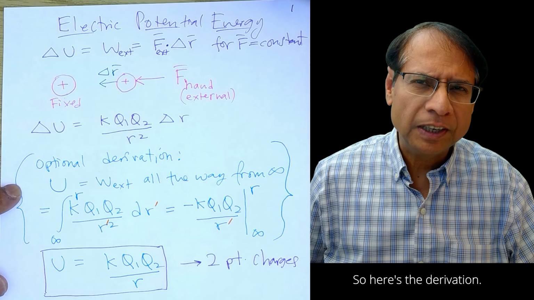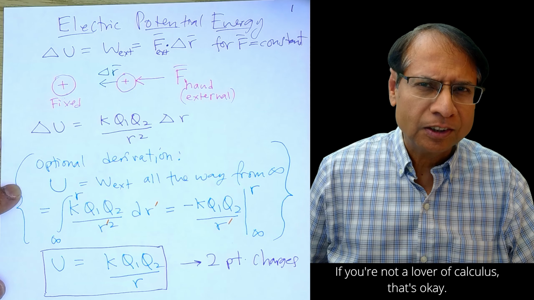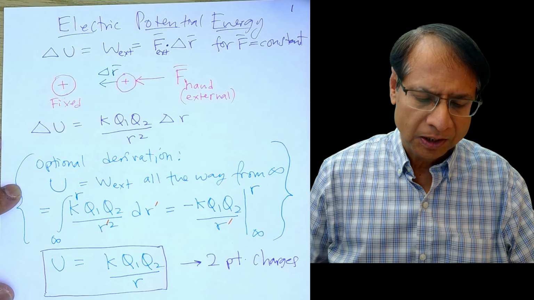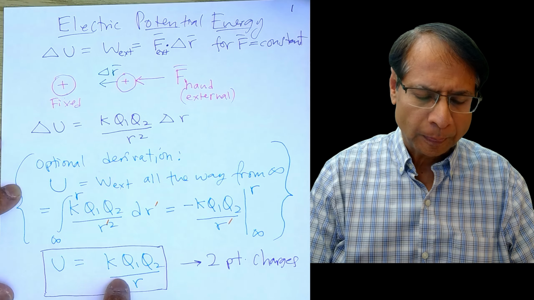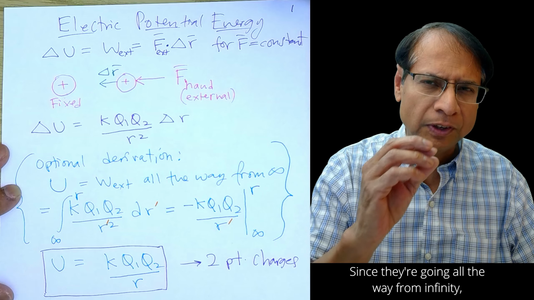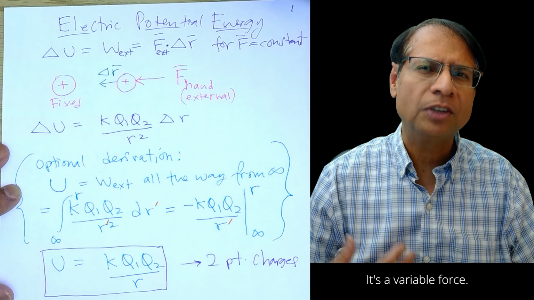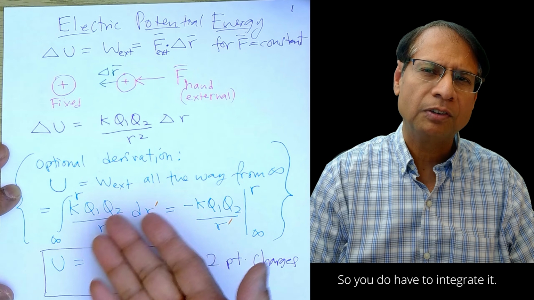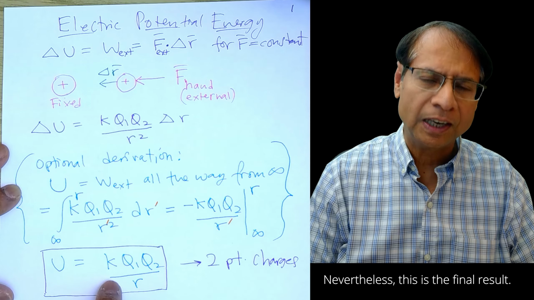So let's see what that is. Here's the derivation. If you're not a lover of calculus, that's okay. You can skip this part. But that basically leads to this. So you can't just multiply this delta R and R. Since you're going all the way from infinity, the force is changing all the time. It's a variable force, so you do have to integrate it. Nevertheless, this is the final result.